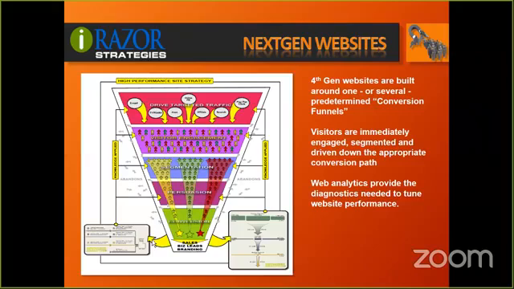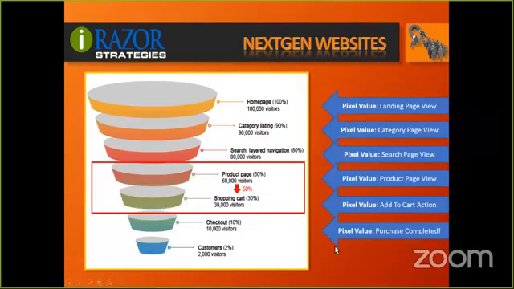They're driven down the appropriate conversion path. And then web analytics help us to determine how we can tune that performance. If we see that 90% of our visitors have added something to cart and then bailed out, why is that? Well, because our return policy is unclear or whatever the case may be. Okay, let's take that a little further here.